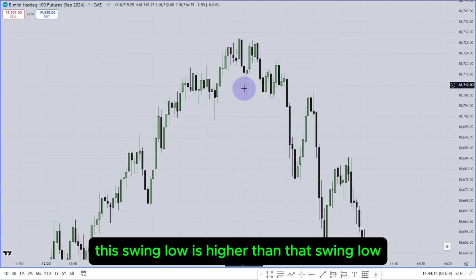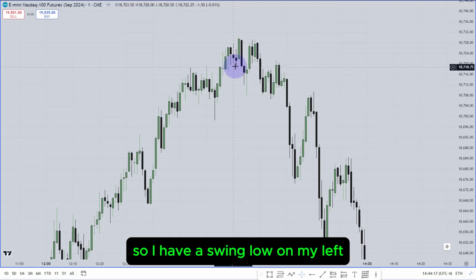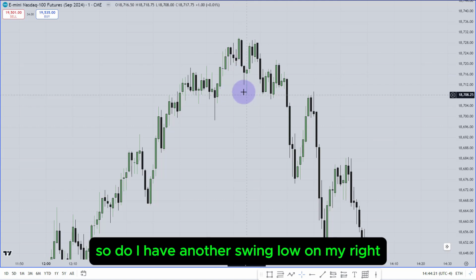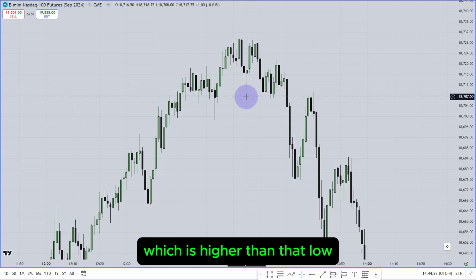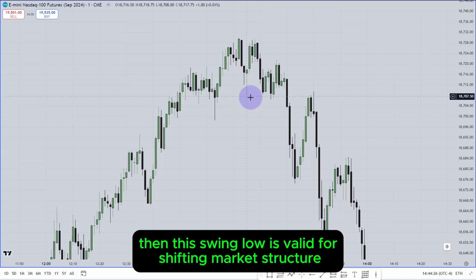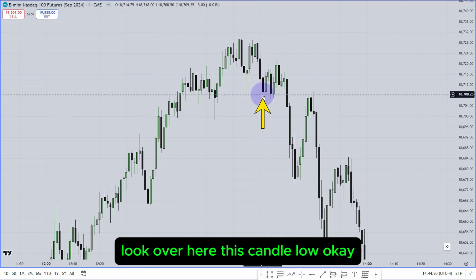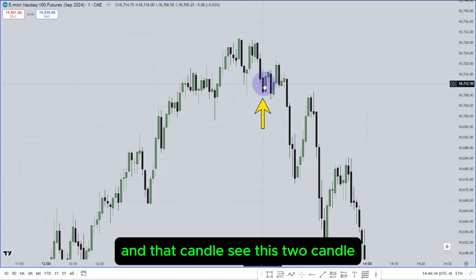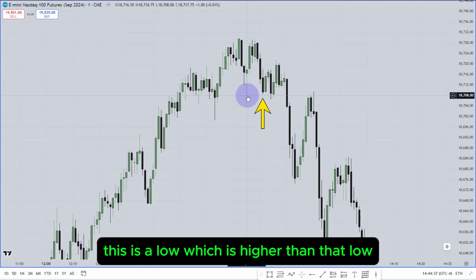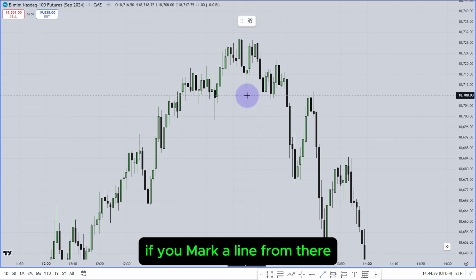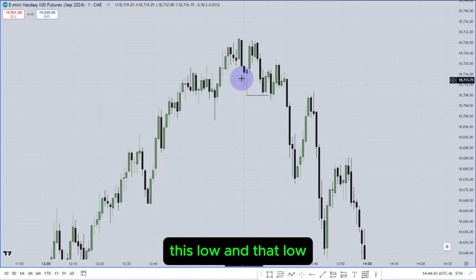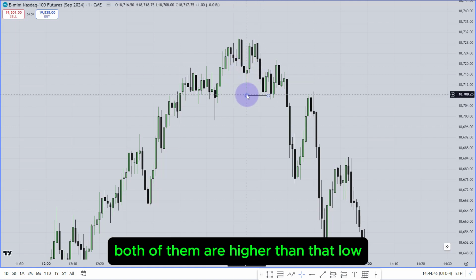This swing low is higher than that swing low. So I have a swing low on my left which is higher than that swing low. So do I have another swing low on my right which is higher than that low? If I have that, then this swing low is valid for shifting market structure. Look over here, this candle low is lower than that candle and that candle. See these two candles. This is a low which is higher than that low. If you mark a line from there, you'll understand that more clearly. Over here, look, this low and that low, both of them are higher than that low.